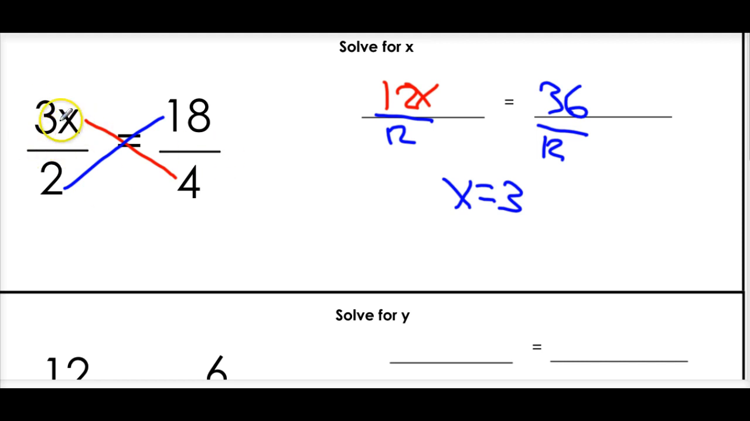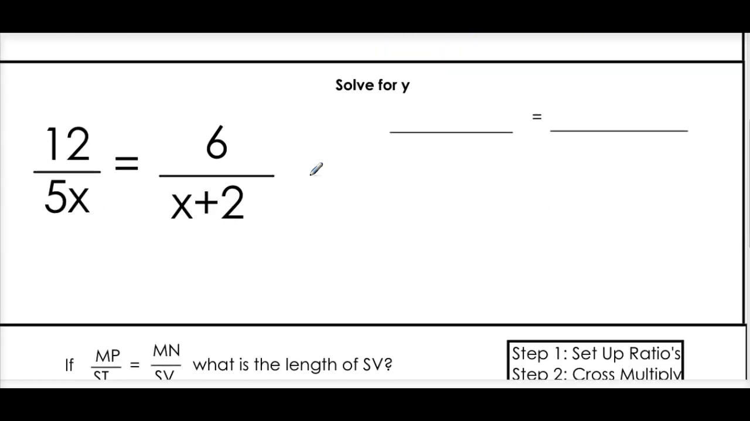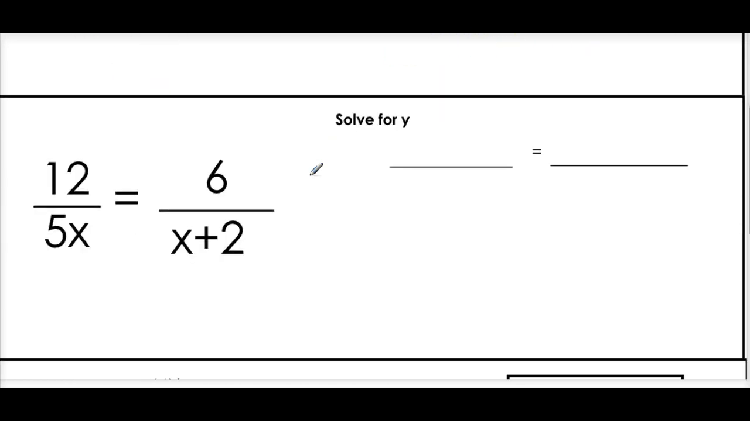You get 3 times 3 is 9 over 2, ends up being the same decimal. And here we go, solve for x. And see, it gets a little more complicated, but not too bad. It's the same idea. You see the proportions and you cross multiply. So we have 12 times x plus 2.